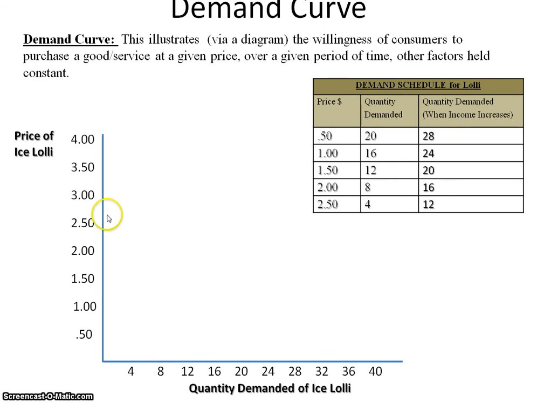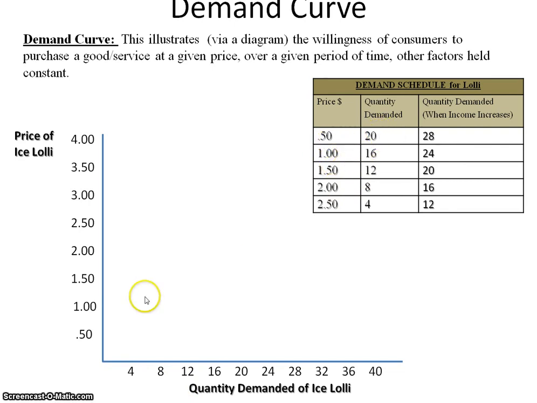On the y-axis here, we have our price of lolly, from 50 cents going straight up to $4. We have calibrated the y-axis. On our x-axis, we have the quantity demanded of ice lolly. Okay? Beautiful. Now we can plot the information here in our diagram.